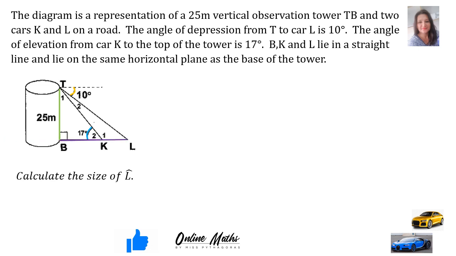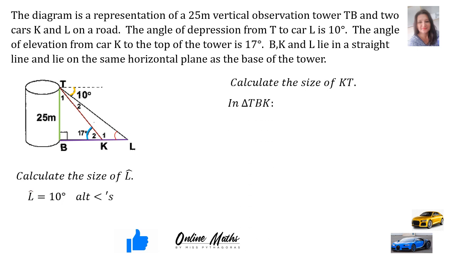Now it's very clear, there's B, K, L in the same horizontal plane. It's very clear that angle L is equal to 10 degrees, alternate angles equal. It forms alternate angles with that angle T over there. The next question, calculate the size of KT, and that's where you find KT.